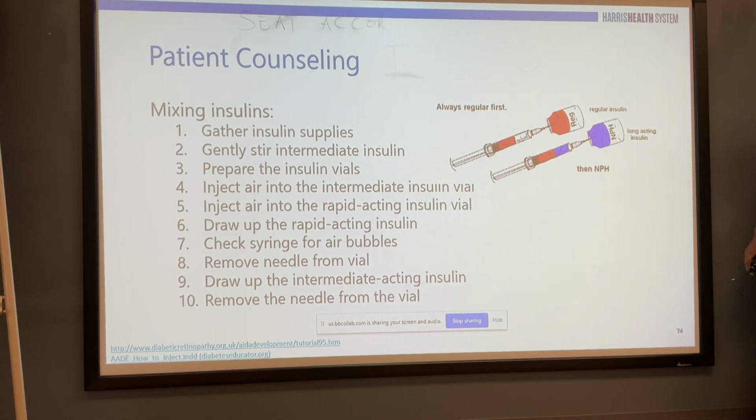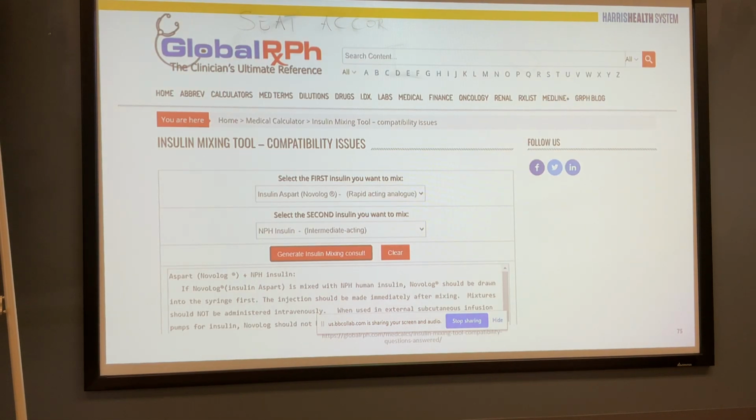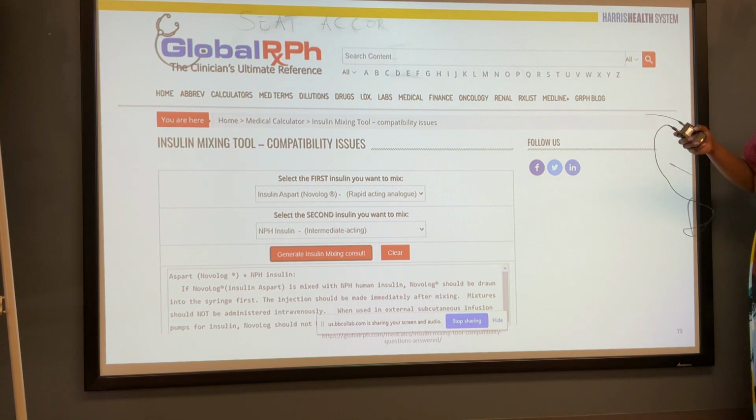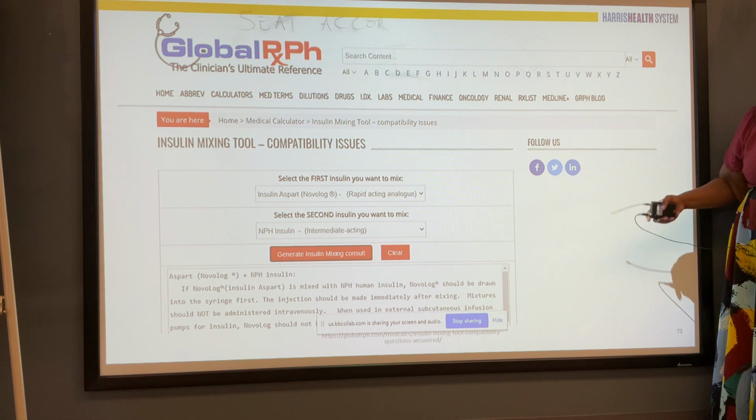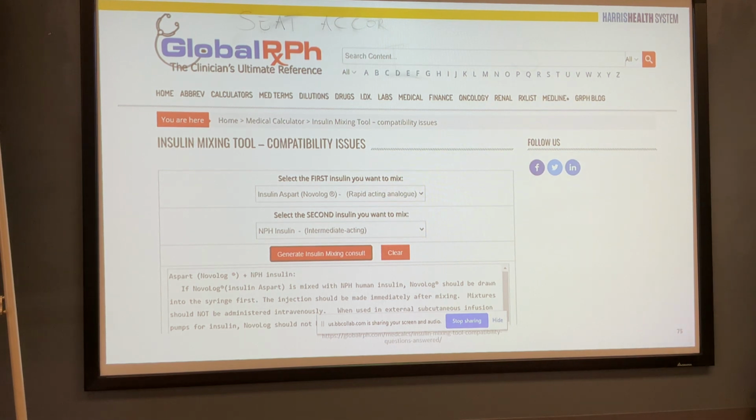And YouTube it, because we don't have time to cover it today, but just know that some insulins can be mixed. They have a great resource for when you go into your rotation site. It's called Global RPH. And you can literally type in the insulin, and it'll tell you if it can be mixed with other insulins. So if your preceptor asks you that, or if your nurse asks you that on the floor, it's easy to look at. And if it is compatible, Global RPH will tell you how to mix it in the proper order.